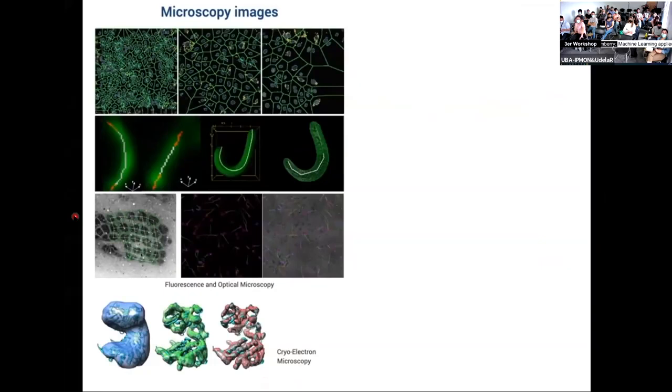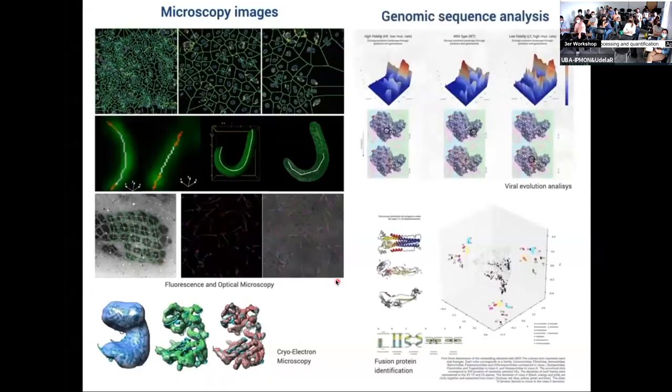In the picture, we can see an automatic system for cell parasite infection index computation, primary cilia length measurement in 3D, rodent somatosensory cortex quantification, and sperm tracking in fluorescence and bright field images. Also, we have worked with genomic sequence analysis, applying machine learning methods for viral evolution analysis and fusogenic protein identification.